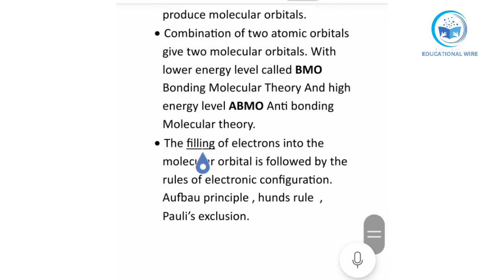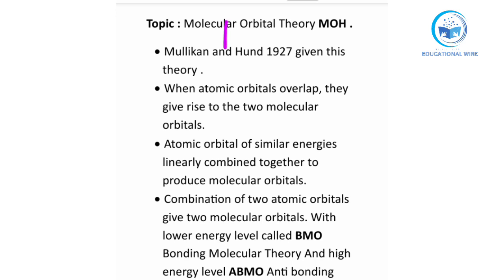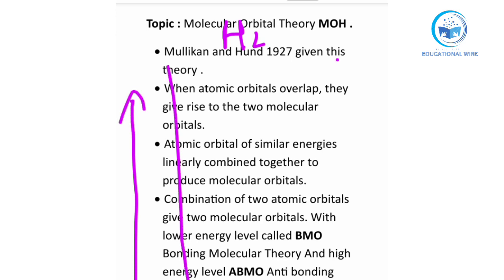After that, we said that the filling of electrons into the molecular orbitals follows rules. Let me take one more example of it. Like we again have H2. Here this is our energy level, and these are our two hydrogens, 1H and 2H.